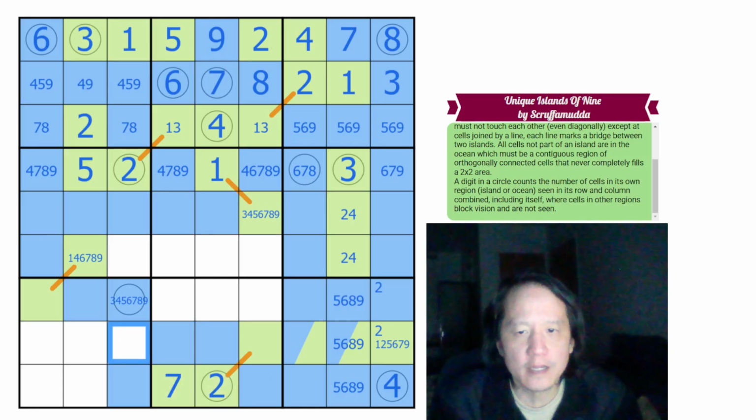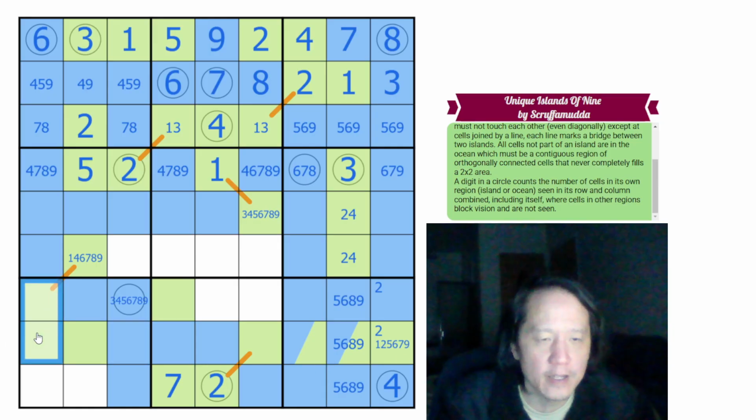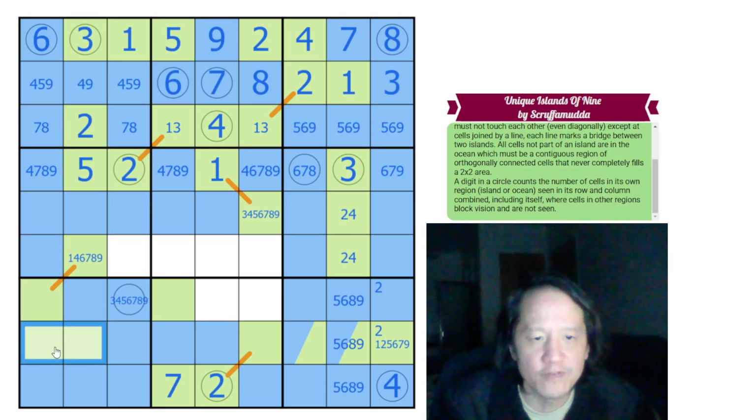This is not an island cell because there's no bridge connecting it. Therefore, we have 3 ocean cells in a 2x2 area. And this is 3 ocean cells in a 2x2 area. Therefore, this must be an island. This must be part of an island. And since there's no bridge here, this must be part of the same island. So this is 3 cells adding up to 9. And it has to be just those 3 because you can't extend it further because then that would be 4 unique digits on an island, which would mean that it adds up to at least 10.